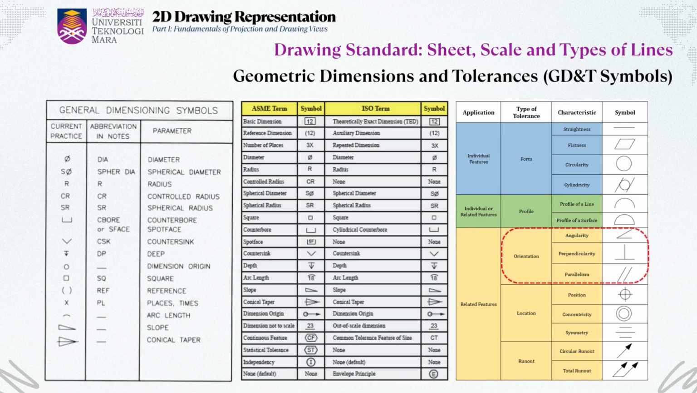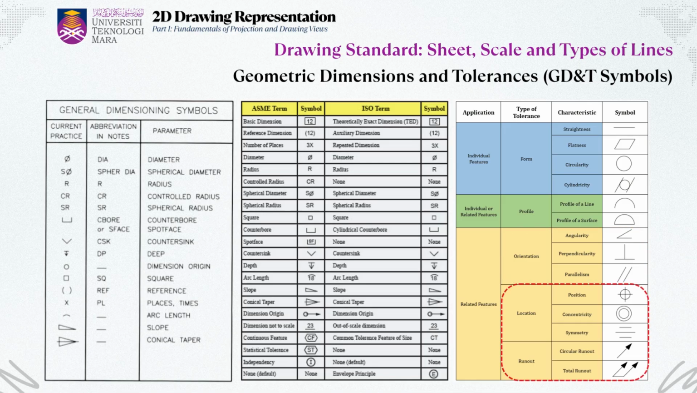The yellow section covers orientation tolerances. These ensure that one feature is correctly angled relative to another. For example, perpendicularity guarantees that one surface meets another at a 90-degree angle, which is important in assemblies like mounting brackets or machine parts that need proper alignment to function correctly.